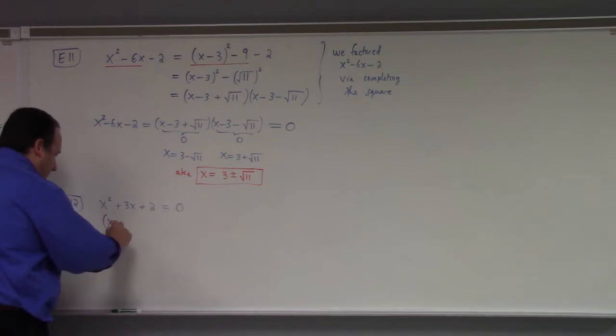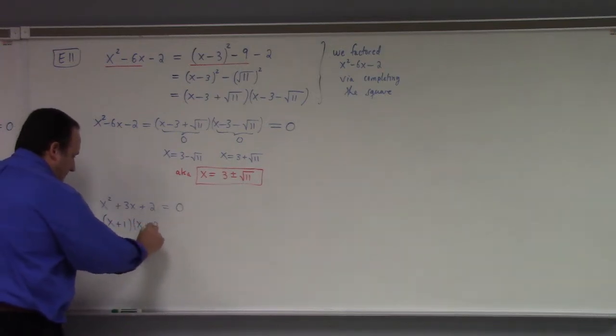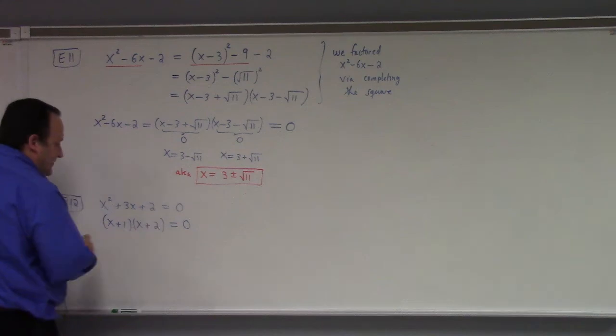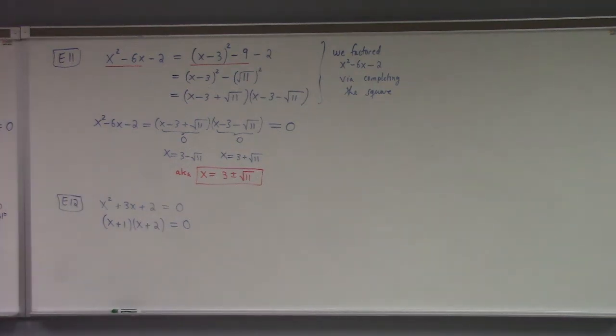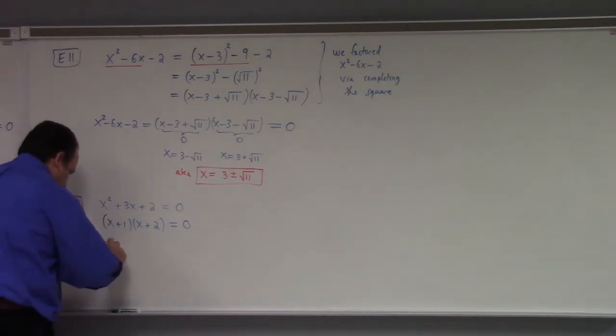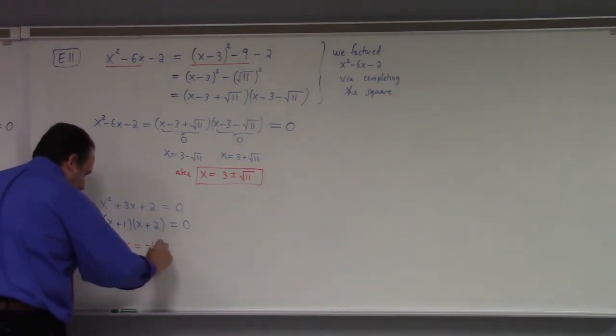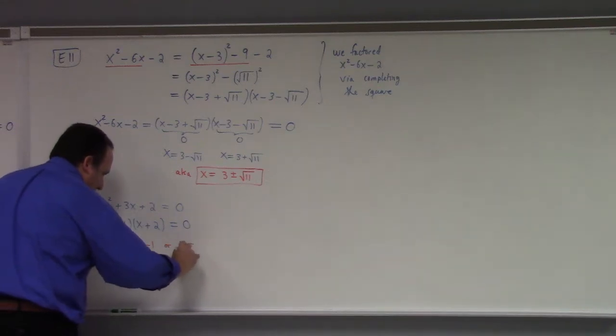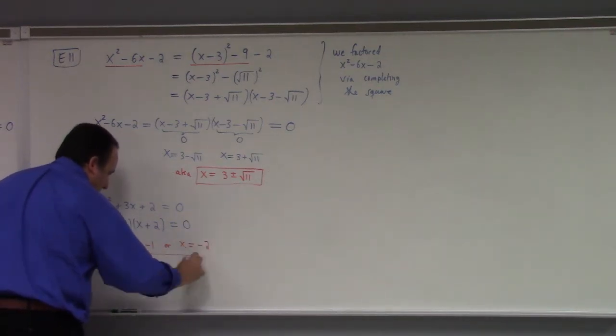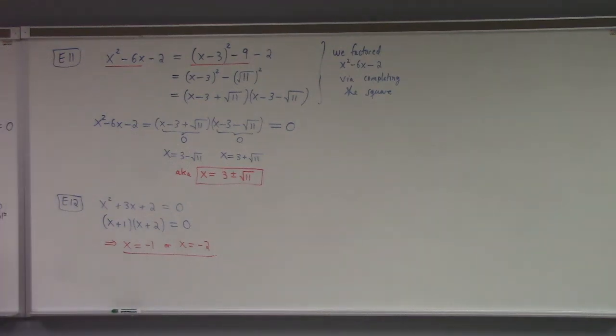You've got yourself x plus 1 times x plus 2 equal to 0, and once you factor it, you can read the answers right off of that. This shows me that x is equal to what, or what? x is equal to minus 1, or x is equal to minus 2. Them's your answers. No need for the quadratic formula, no need for completing the square, just plain old factoring.